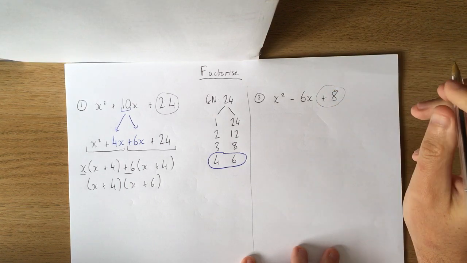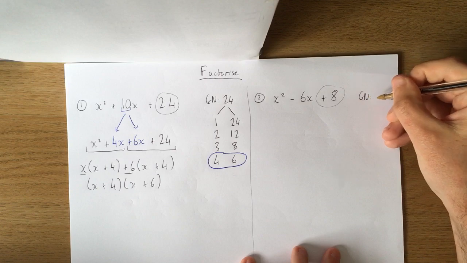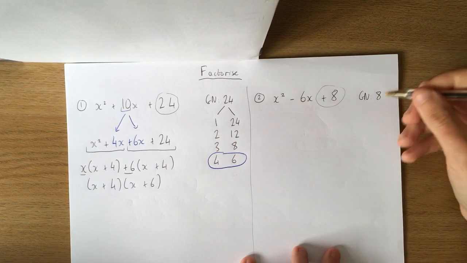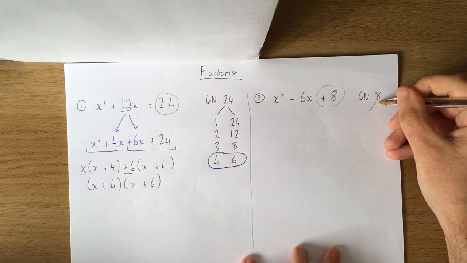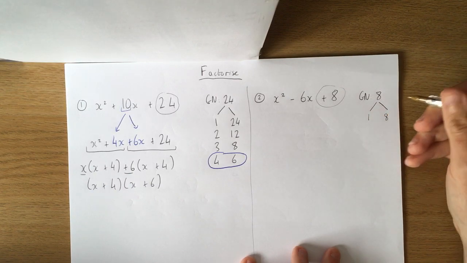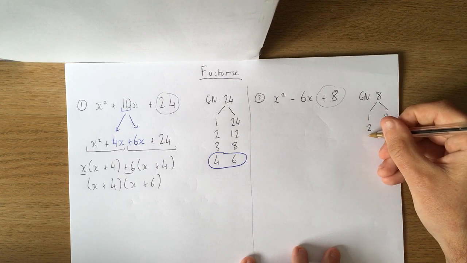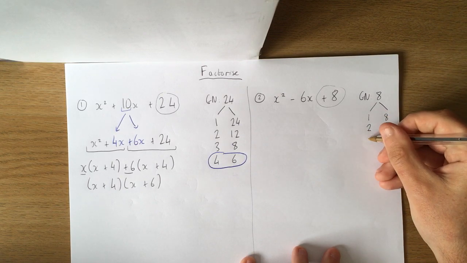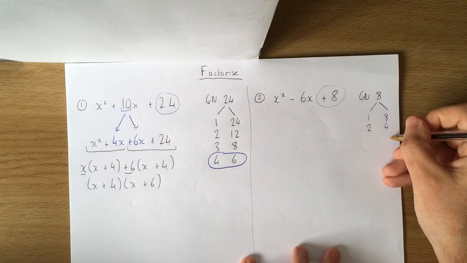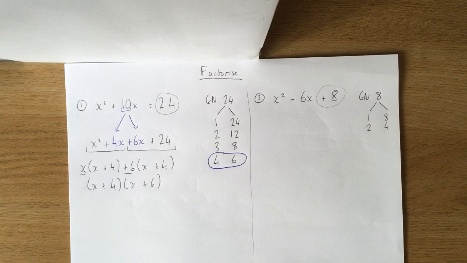It's the number on its own at the end without a letter. So your guide number is 8. What are the factors of 8 then? What are the pairs of factors of 8? Well, 1 goes in 8 times. 2 goes in 4 times. 3 doesn't divide in evenly. 4 goes in 2 times. So I've got to repeat so I can stop. So there's my pairs of factors of 8.